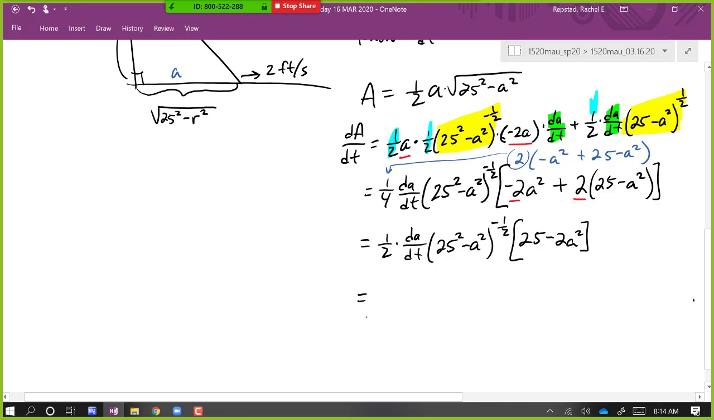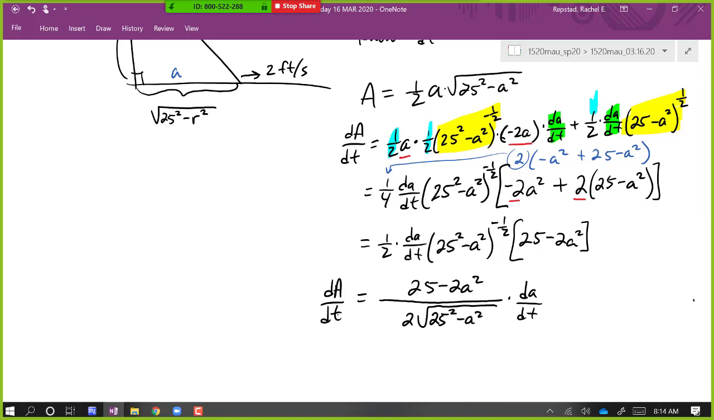I'm going to just simplify this a bit. I've got the negative 1/2 power, which is a square root in the bottom. And then the 1/2 means I've got a factor of 2 in the bottom. And up top I have 25 minus 2a squared over 2 times this radical. And then a factor of da/dt. So I think if I did this correctly, this should be the expression that tells us how the area is changing as a function of that horizontal side.